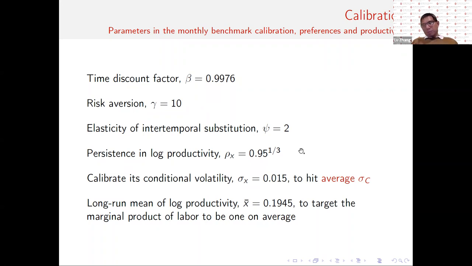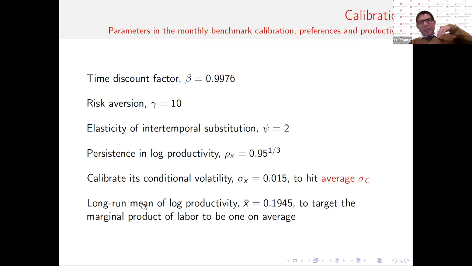Persistence in log labor productivity, this is the log total factor productivity. We're using the same parameter value as in Gourio and Kehoe, a JPE article. And we calibrate the conditional volatility of total factor productivity to hit the average consumption volatility, because our paper's focus is on asset prices. We're going to hit the consumption volatility instead of output volatility, because consumption directly impacts asset prices through the consumption Euler equation.